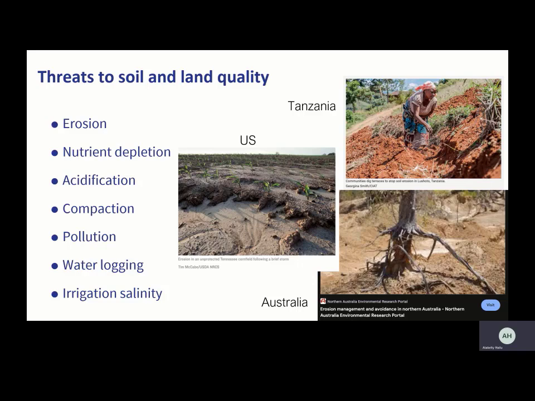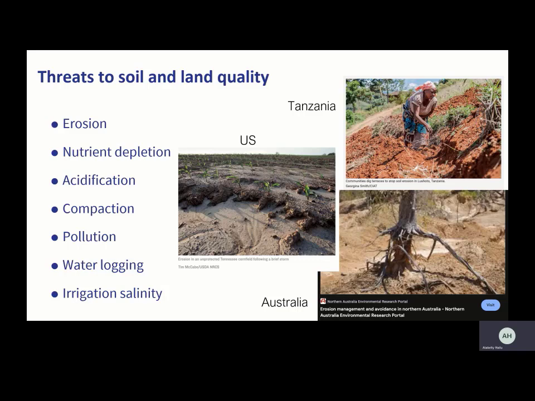Acidification from the way soils are managed, the use of fertilizers, then over time they can become acidic. Compaction is a major problem in mechanized agriculture, where you drive tractors and combine harvesters and so on. And because of the weight of that machinery, the land, especially the top 10 centimeters, becomes compact and it doesn't allow water and air circulation. And that means the soil isn't fertile, but also it's prone to erosion and so on.